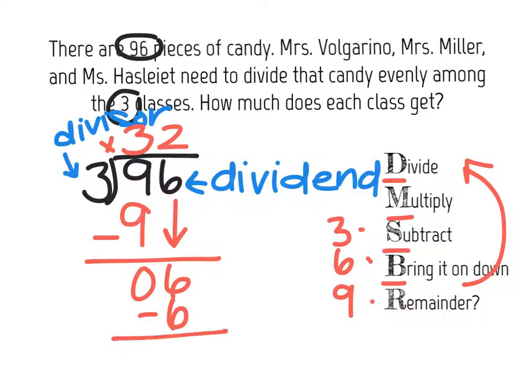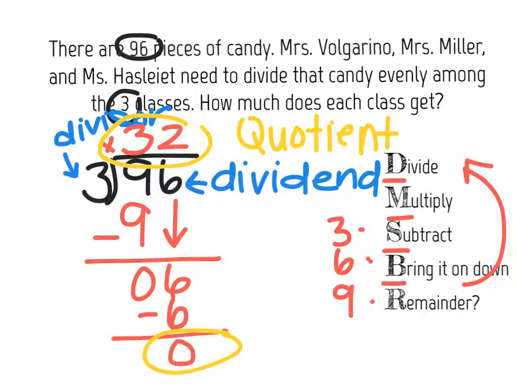Subtract, bring it on down and bring it on back. I don't have any other numbers in my dividend to bring down. And then that brings me to remainder. I do not have a remainder here because the bottom number is 0. And I don't have any numbers to bring down from my dividend. So I'm done. So now I'm able to get my quotient, which is my answer to a division problem.